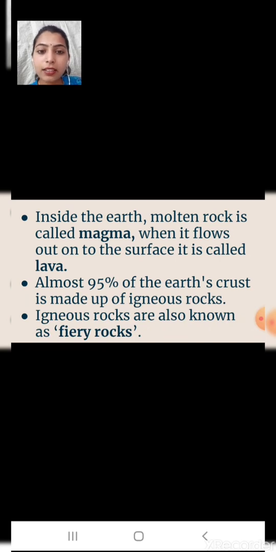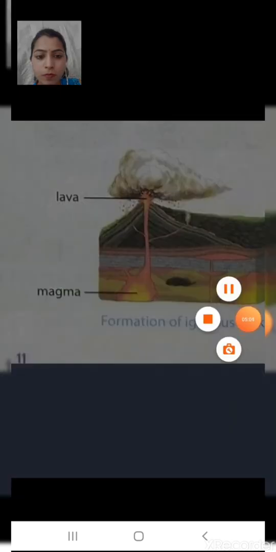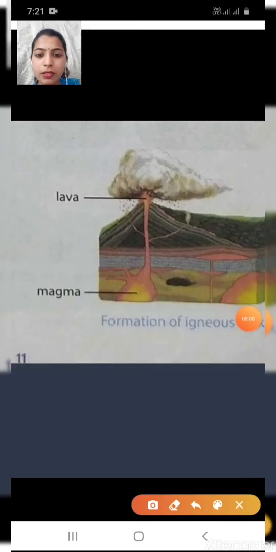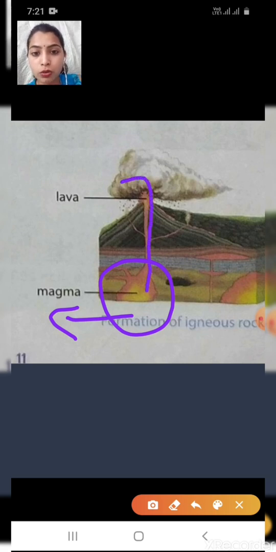So inside the earth, molten rock is called magma. You have seen it in the picture. Deep inside the earth, when rocks melt, it is called magma. What is it called? Magma. And when this magma comes out, it becomes lava. Don't get confused.